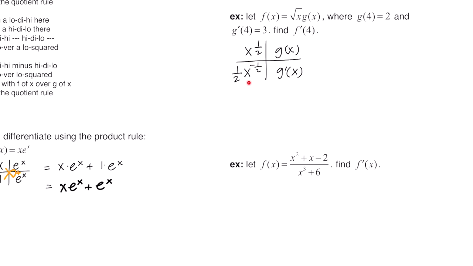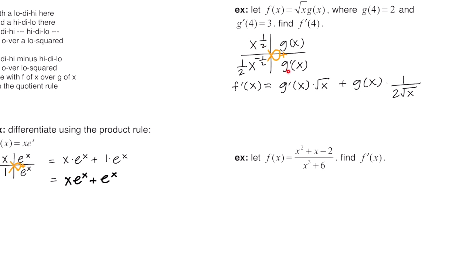So you get 1/2 x to the negative 1/2, and then right here you just get g prime of x. Remember, when you do the fish, you start in the upper left corner, you multiply these, swing it around and multiply those, and give your fish a mouth so you don't forget to add them. So I multiplied these together and got g prime of x times root x plus, and then I multiply these together to get g times 1 over 2 root x.